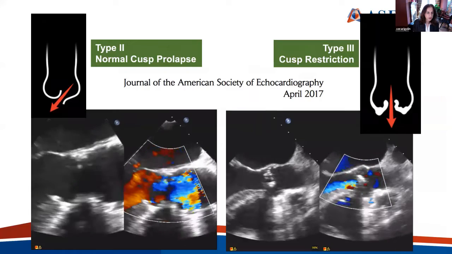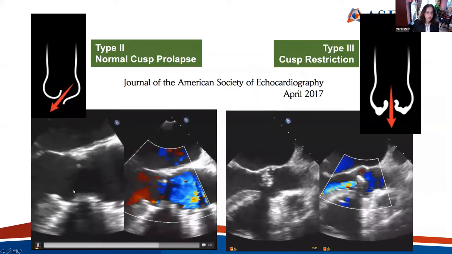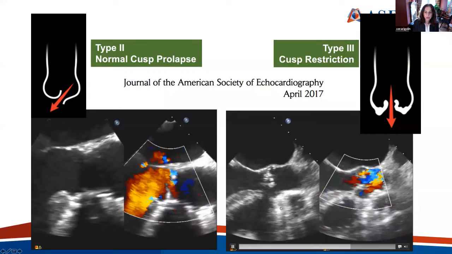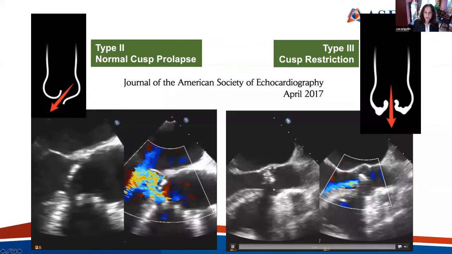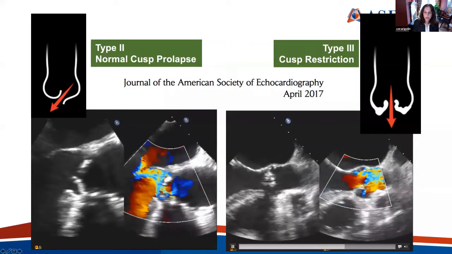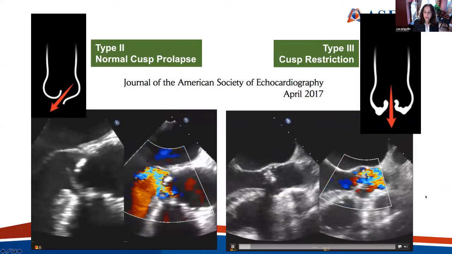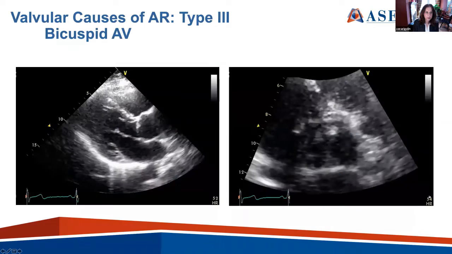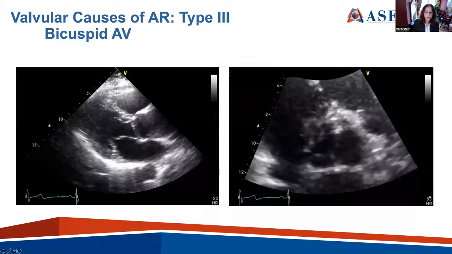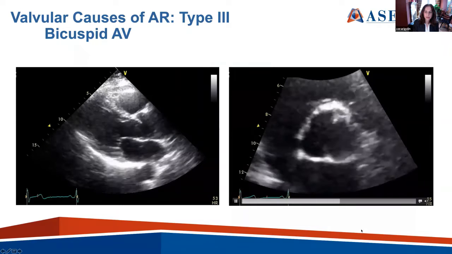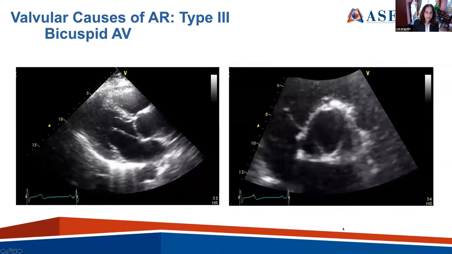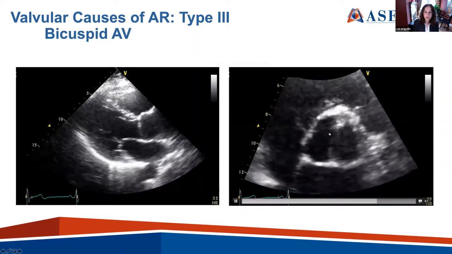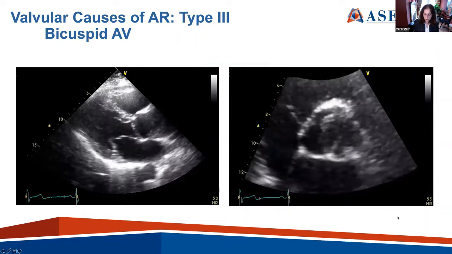A type 2 is prolapse of a cusp as shown here. And here's a type 3, which is a restricted cusp leading to poor coaptation and thus aortic regurgitation. So let's look at a few more examples. Here's another one that's a type 3, which is a bicuspid aortic valve. You see the doming of the valve here and that fish mouth appearance when the valve opens.